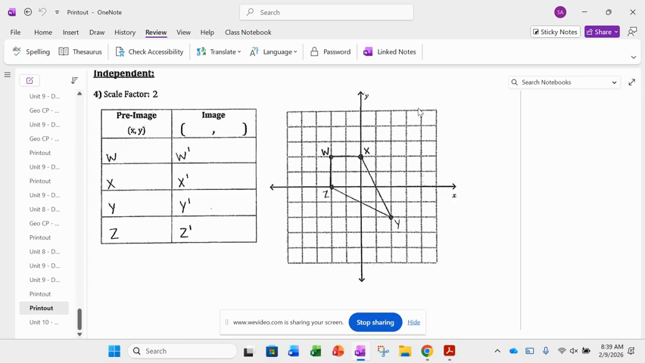Are we supposed to be sharing? No, we're going to go over it together. I'm just giving everybody a chance to catch up. I'll write out all the pre-image coordinates now.